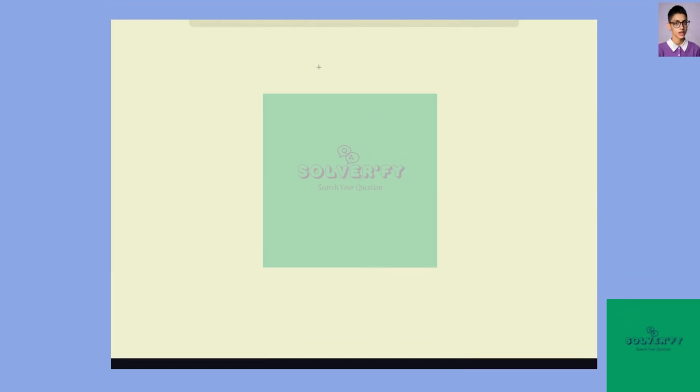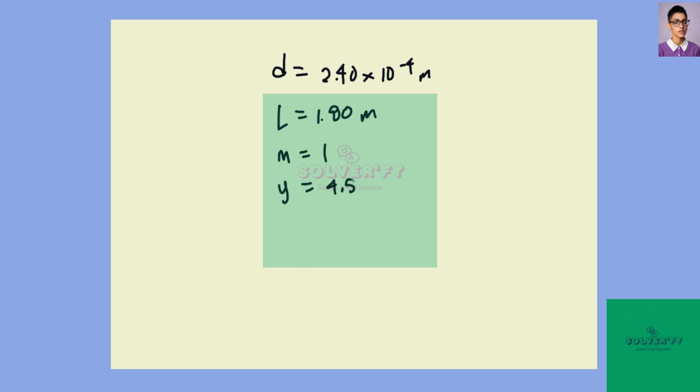So monochromatic light is incident upon a pair of slits. The distance between the slits is 2.4 times 10 to the negative 4 meters. And we have an interference pattern on the screen. The screen is 1.80 meters away, so we call that L. The first order, so m is equal to 1, bright fringe is at a position of 4.52 millimeters.